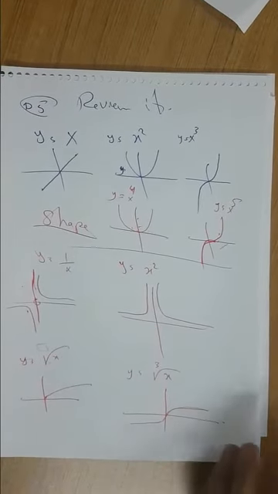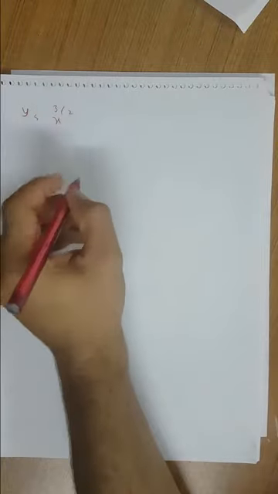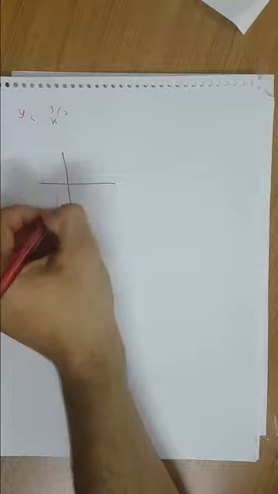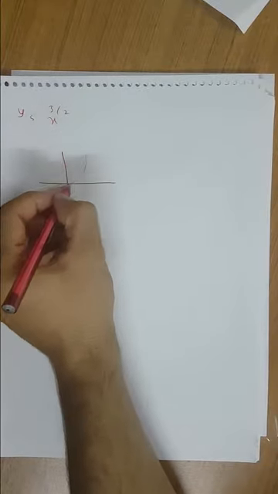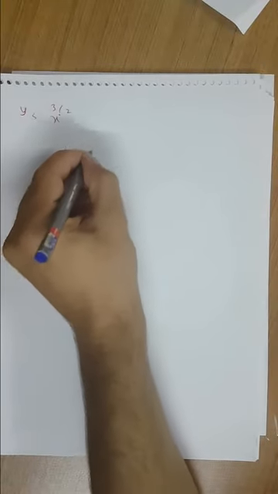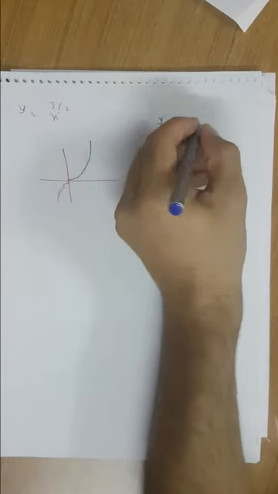Okay, so please review more the two examples here. We have y is equal to x to the 3 over 2. Before, we have x to power 3 is like that. Now because we divide by 2, there is no root, so it just remains like that. Okay, how about y is equal to x to the 2 over 3?